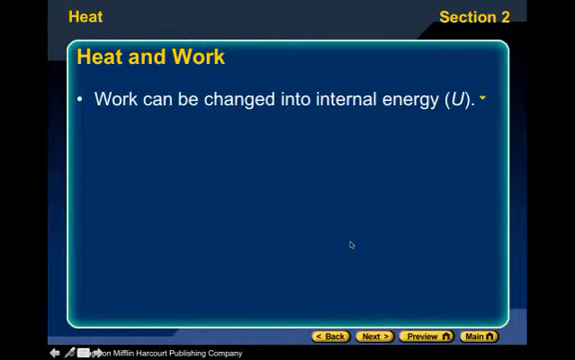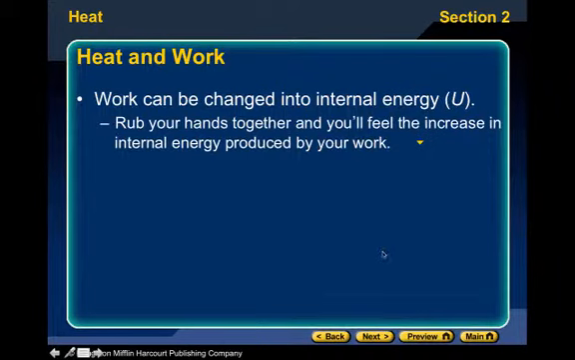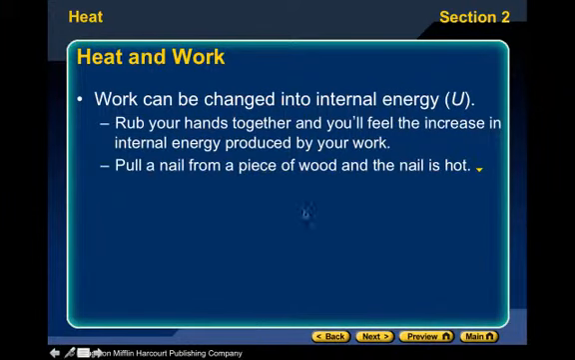Okay, work can be done. Work can be changed into internal energy. So when you rub your hands together, you'll feel the increase in internal energy because of the friction. You're doing work, and it's causing friction, changing it to thermal energy. And when you pull a nail from a piece of wood, have you ever touched the nail right away? Or like using a drill. And that's the friction making that hot.